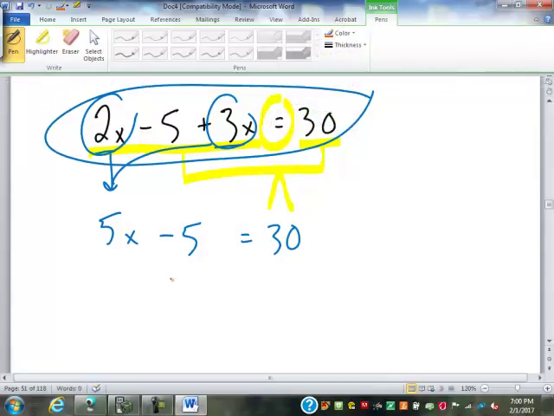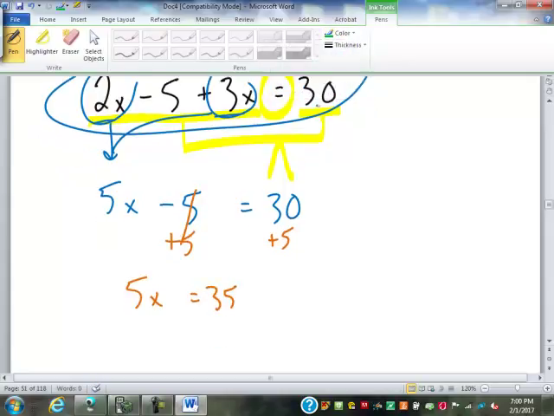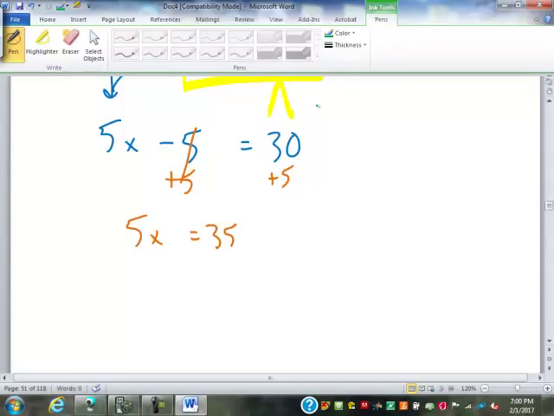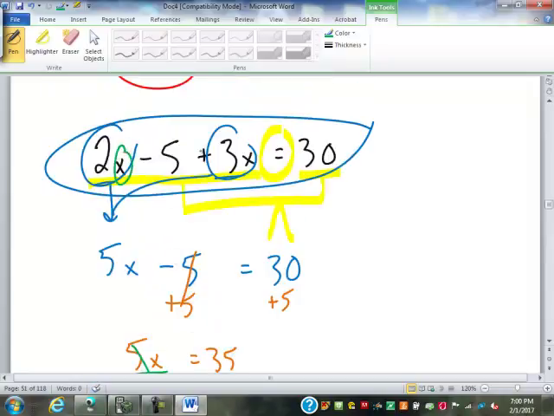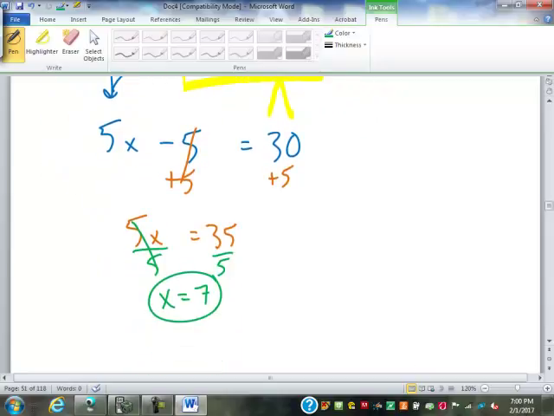What do I do first? Add 5, good. So 5x equals 35. And then? Divide by 5, very good. x equals 7. Now again, you can go back and replace each x with 7. So instead of 2x, it's 2 times 7 minus 5 plus 3 times x. And double check to make sure it works. I'll let you guys do that on your own time if you want to.